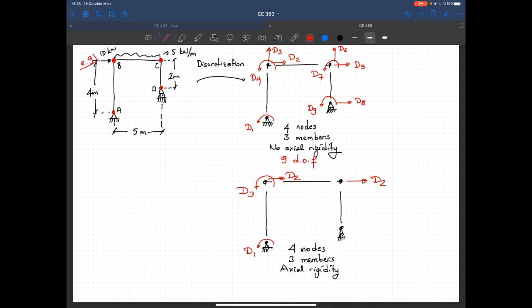Can it move in the upward direction? Again, the answer is no, because it will cause elongation in this column. So I don't have a degree of freedom there. Can it rotate? The answer is yes. Then we have the fourth degree of freedom.